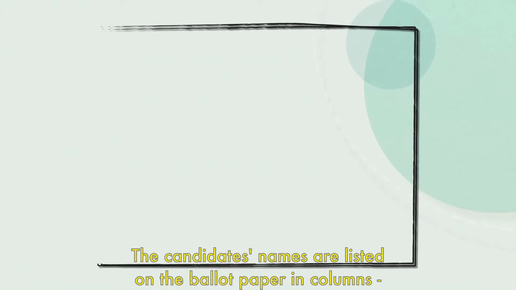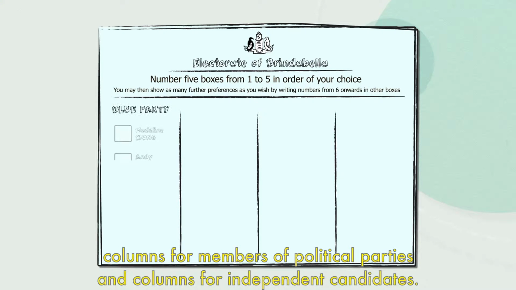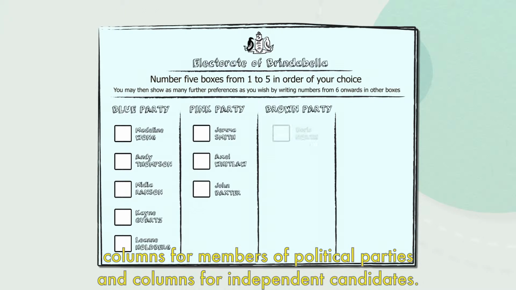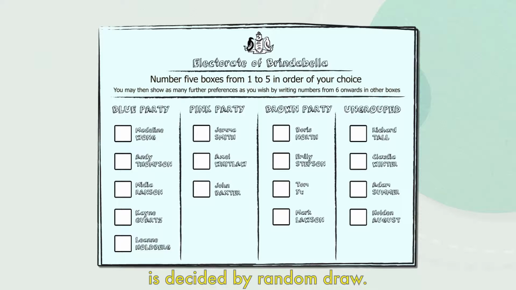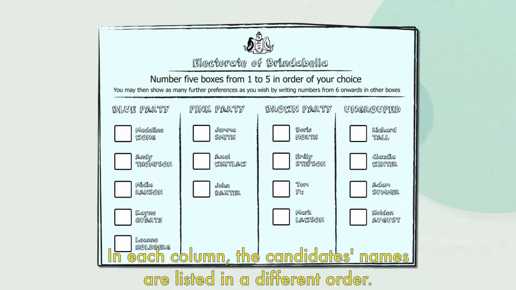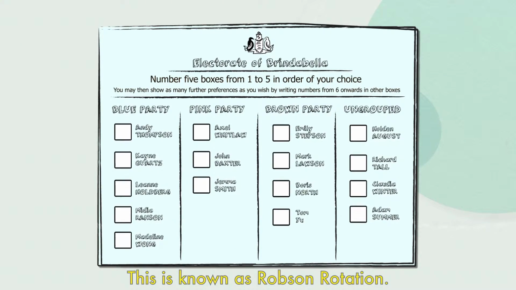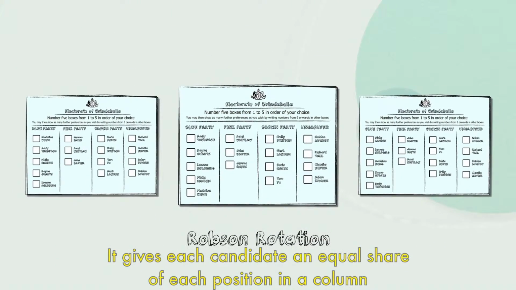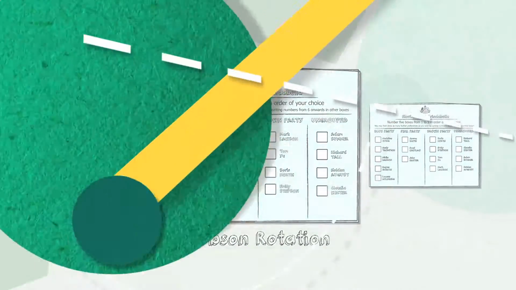The candidates' names are listed on the ballot paper in columns. Columns for members of political parties and columns for independent candidates. The order in which columns are printed on ballot papers is decided by random draw. Not all ballot papers are the same. In each column, the candidates' names are listed in a different order. This is known as Robson rotation. It gives each candidate an equal share of each position in a column, so no candidate gets an advantage.